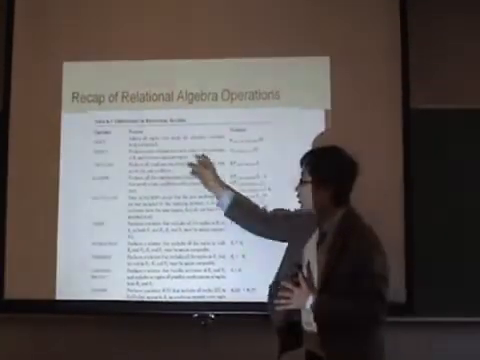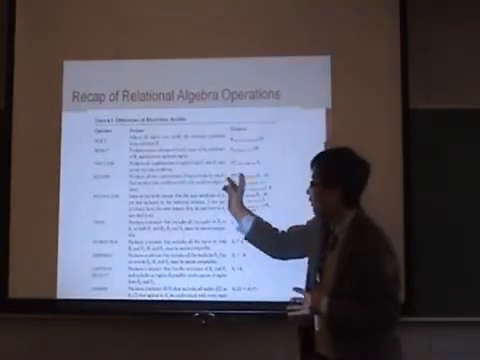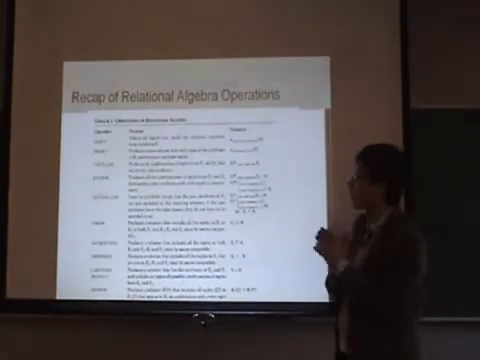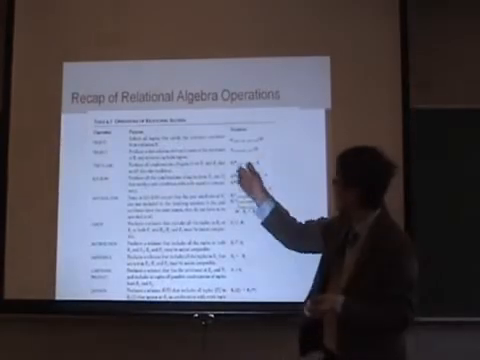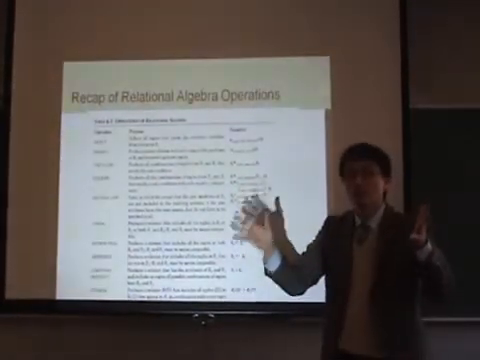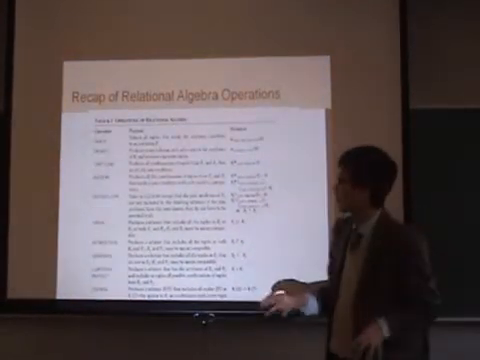Also, theta join is a normal join, you don't have to worry about it. Equijoin is the equal condition. And we are not going to use the natural join, but natural join is for the case where the join condition is the same attribute name on both sides.